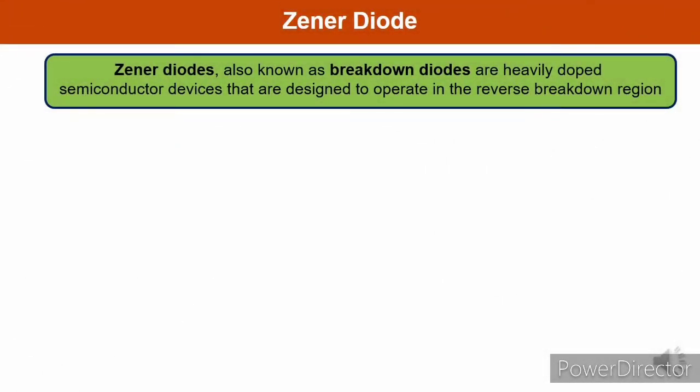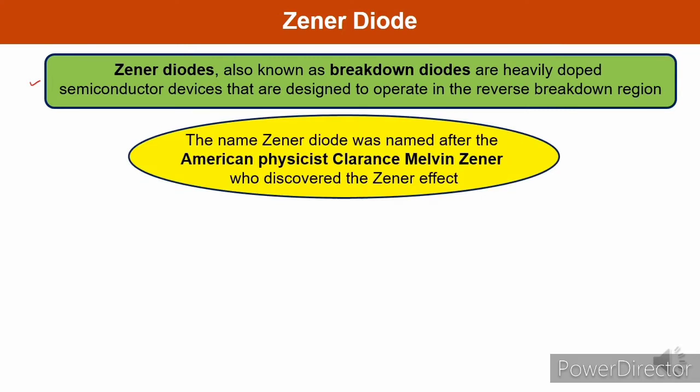Zener diode is also known as a breakdown diode, and Zener diode is a heavily doped semiconductor device which is designed to operate in the reverse breakdown region. The name Zener diode was given after an American scientist, Clarence Melvin Zener. He discovered the Zener effect. You must remember this as well.